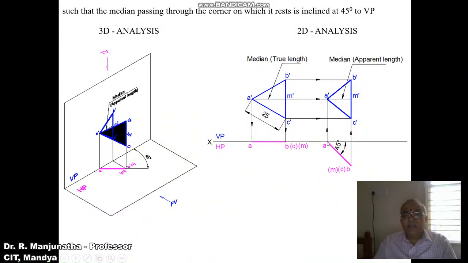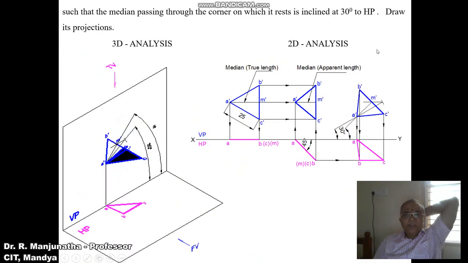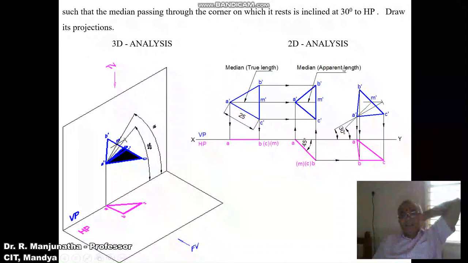So we can see here, resting on one of its corners on VP, so obviously it has to rest on HP. So you can see that in the horizontal plane, you are going to get a line. So from here, that corner is on the XY line, and when the median makes an angle of 45 degrees, obviously you are going to get the apparent length of the median. And now, the median passing through the corner on which it rests is inclined at 30 degrees to HP. So he has given the true inclination, but in the second position front view, you can see that there is a median which is in apparent length.